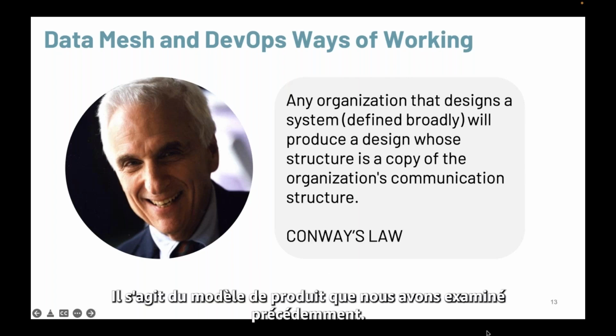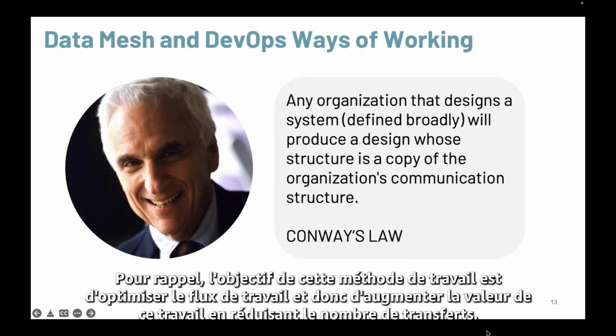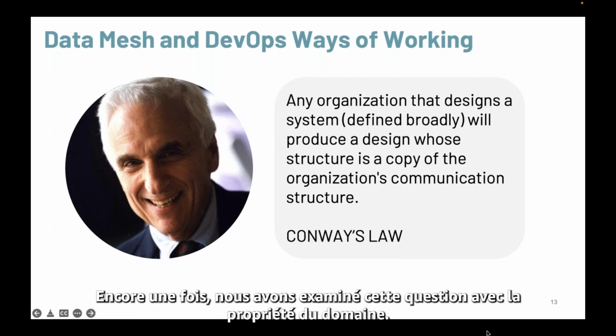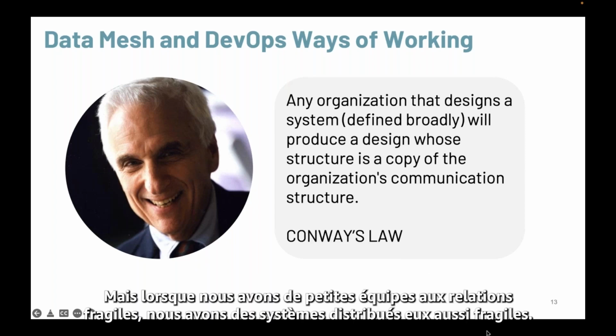This is the product model that we did look at earlier. And just to reiterate, the aim of this way of working is to optimize the flow of work and therefore increase the value of that work by reducing the number of handoffs. Again, we looked at this with domain ownership. We saw that having that centralized team was creating lots of handoffs and bottlenecks and slowing things down, slowing the value to the customer. But when we have small, loosely coupled teams, we have loosely coupled distributed systems.